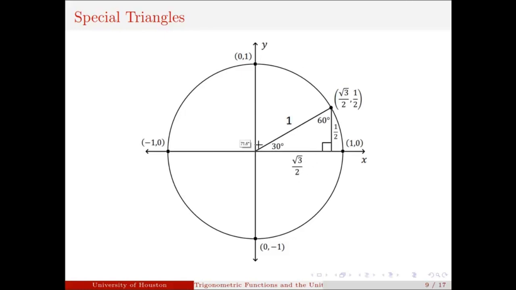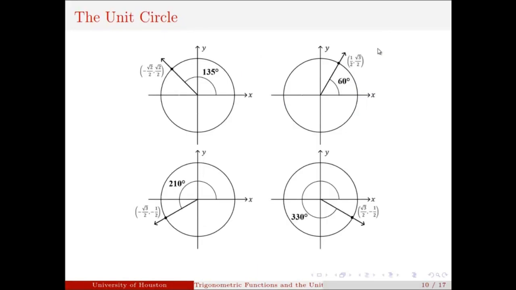By symmetry, the angle theta equals 60 degrees corresponds to the point 1/2, square root of 3 over 2. The advantage of the unit circle point of view is that we now have a way to define trigonometric ratios for angles larger than 90 degrees.